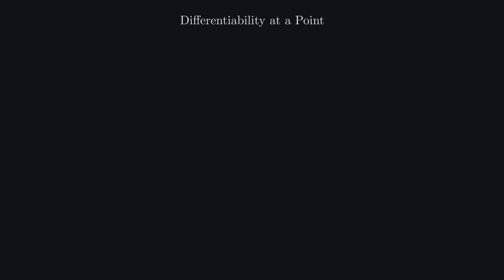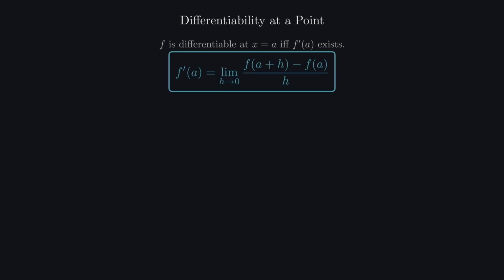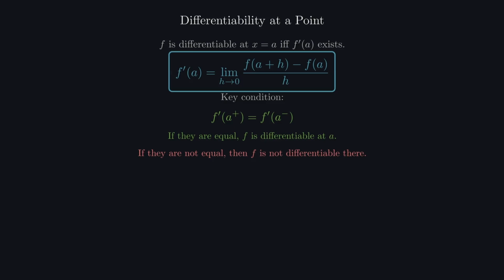Now, when do we say a function is differentiable at a specific point x equals a? We say f is differentiable at a, where a is in the domain of f, if and only if f prime of a exists. Using this same limit definition, here is the key definition. We need the derivative from the right, f prime of a plus, to equal the derivative from the left, f prime of a minus. If they are equal, f is differentiable at a. But if they are not equal, then f is not differentiable at that point, even if the function looks fine otherwise.